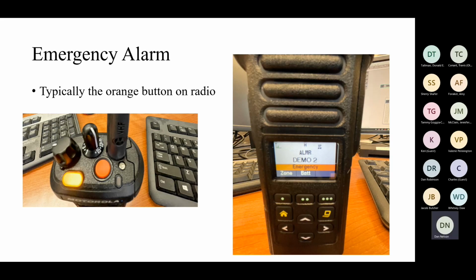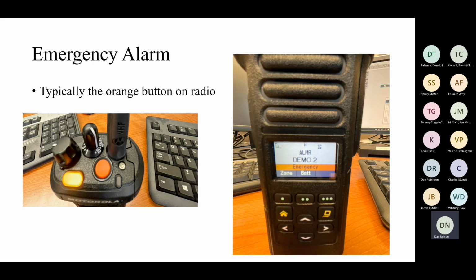Talk a little bit about the emergency alarm. This is called a couple different things. Some people call it the man down alarm, the E button. There is an E button policy and procedure. I highly encourage folks, if you are representing agencies, to read that procedure as it relates to programming your E button. But typically, this is the orange button on the radio.